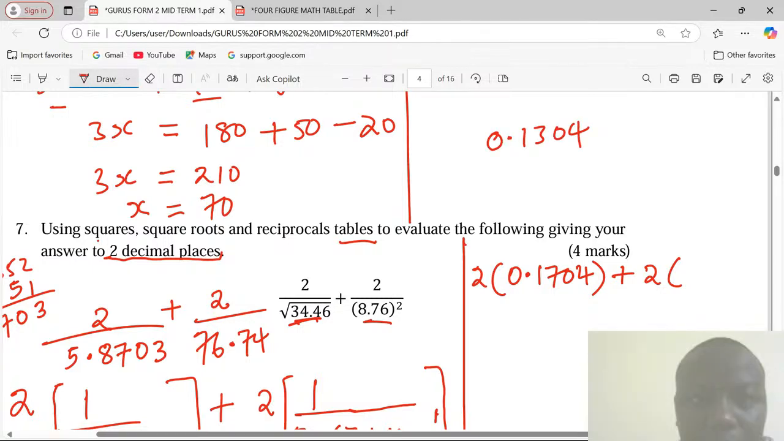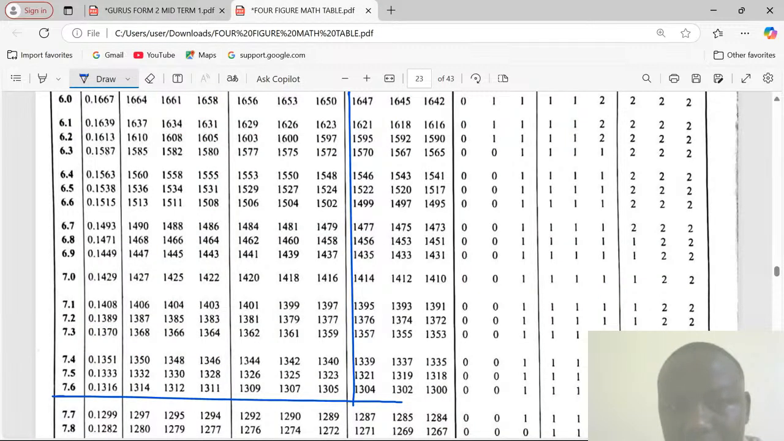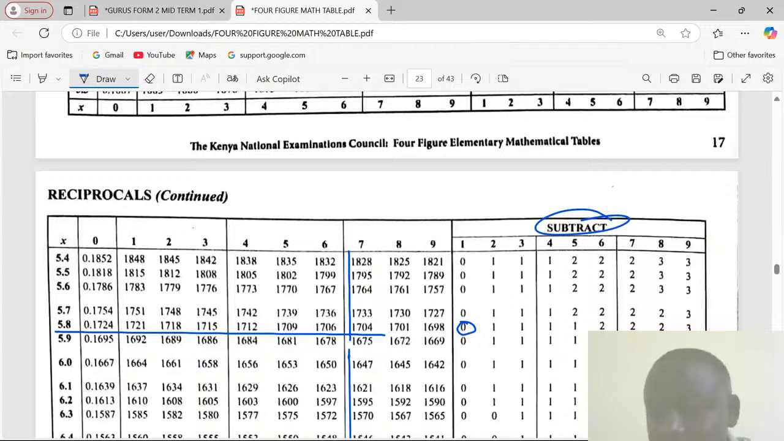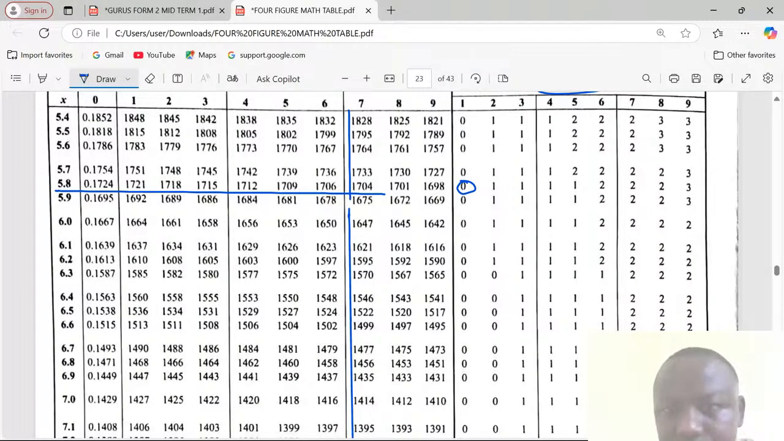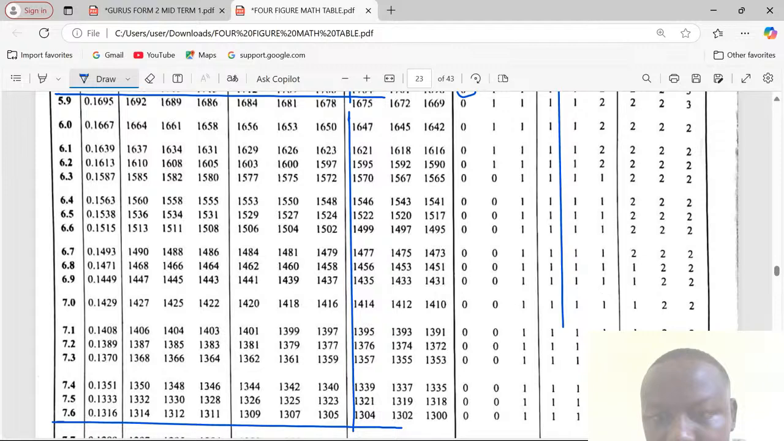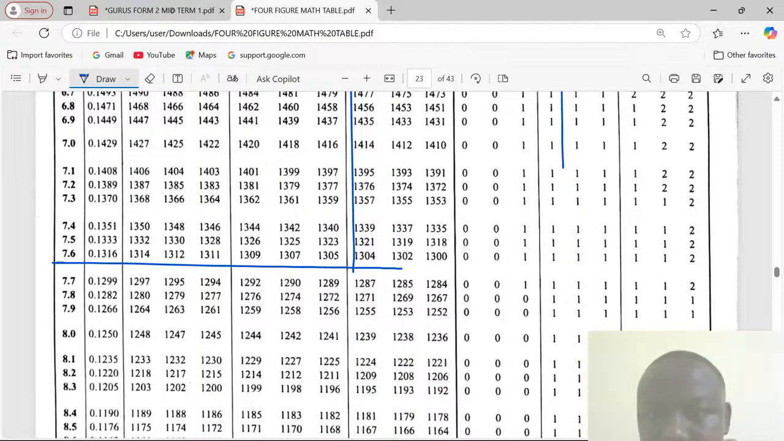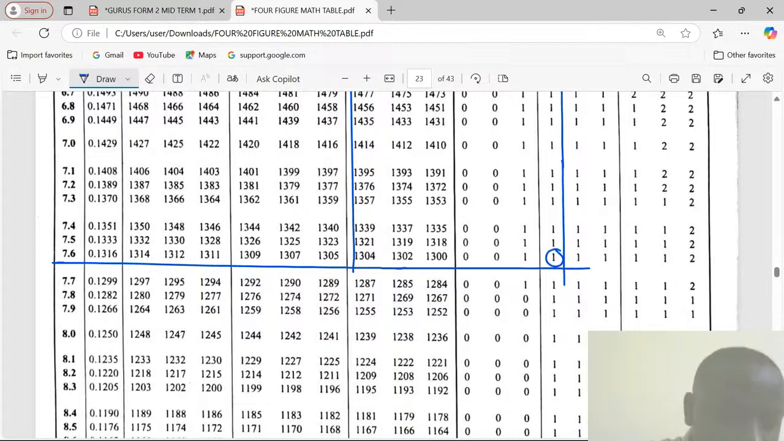0.1304. Then now I subtract. Remember, on the differences side, we are subtracting whatever is at 4. So where there is 4, we go down with these values now. Where there is 4, I can see now we are only having 1.